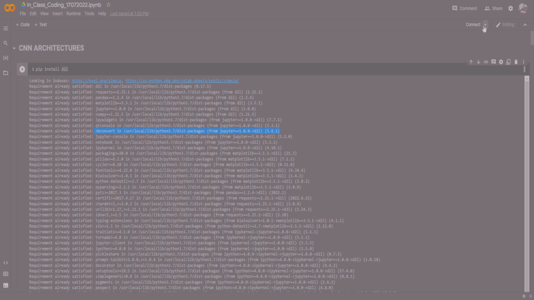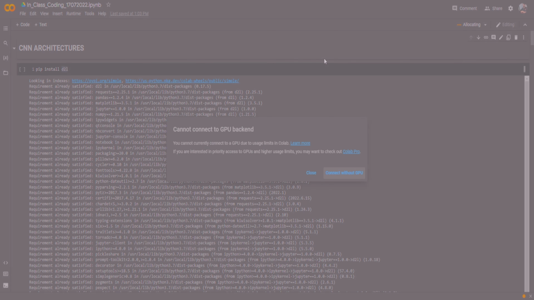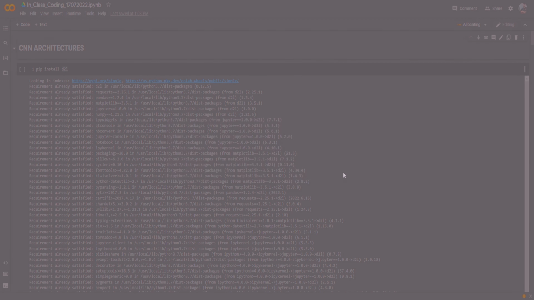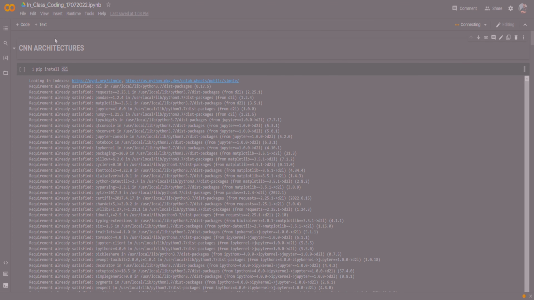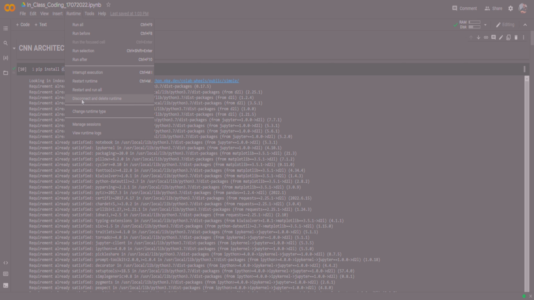Okay, so that's a normal problem we face when we try to install, and it still says the same. Let me try again. Okay, it's connecting, still connecting. Let's see, it's initializing. And okay, RAM has been allocated. One more time I'll try.